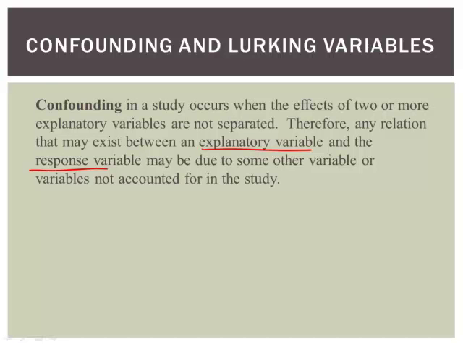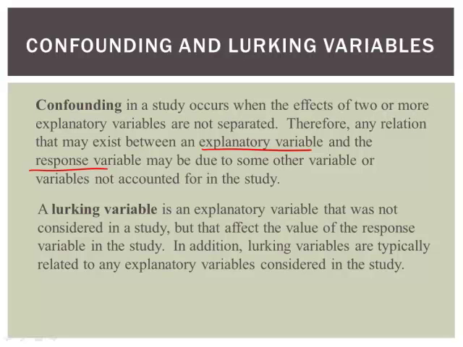Okay, and the concern with all observational studies is the possibility of these confounding variables. A lurking variable is an explanatory variable that was not considered in a study, but that actually affects the value of the response variable in the study. Additionally, lurking variables are typically related to any explanatory variables considered in the study.